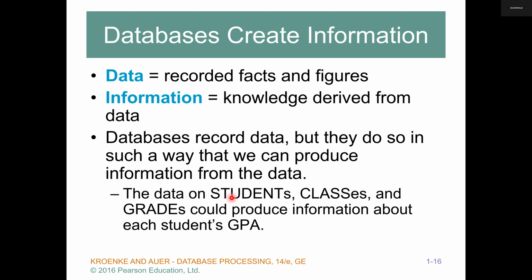For example, the data on students, classes, and their grades could produce information about each student's GPA. So if I pick your student information, and I pick which class they belong to, and I pick their results and put it together, I can calculate their GPA, and that is what information is. So you have first class, you have second class, you have third class. You get the point.